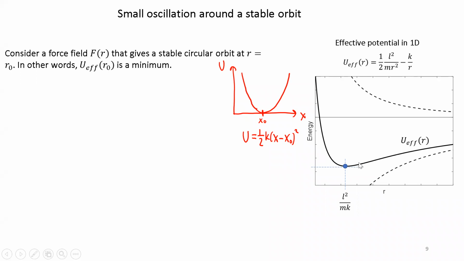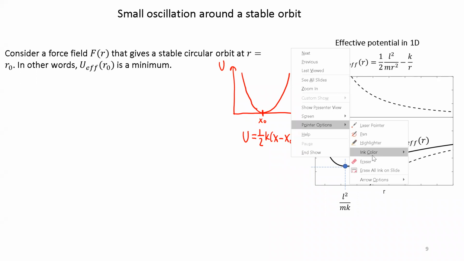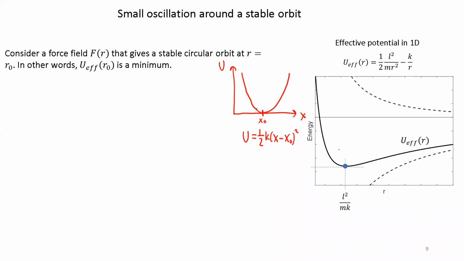So as long as I don't move this particle too far away, if I just move it around the minimum, I can approximate this part of the potential curve as a simple harmonic potential, maybe a curve like this. So approximate it using this curve over here.